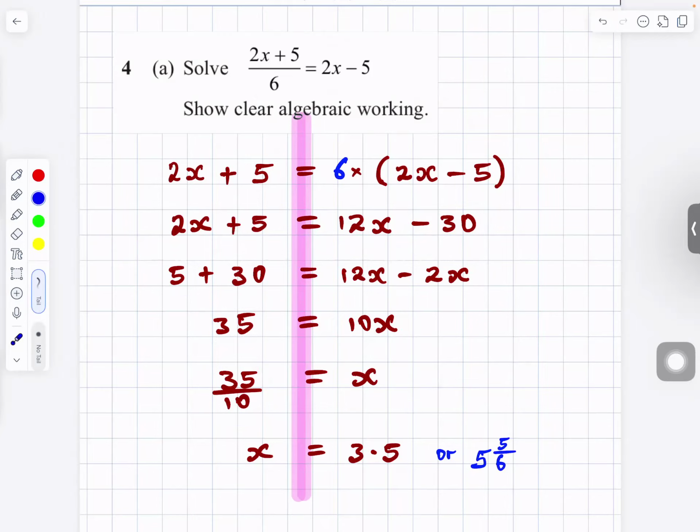Or you can write it as a fraction. Let's see, 35 divided by 10. You can divide by 5 first. I'm just simplifying it now. 35 over 10. If you divide by 5, you get 7. You divide by 5 on the bottom, you get 2. So that gives you 3.5 or 7 over 2.